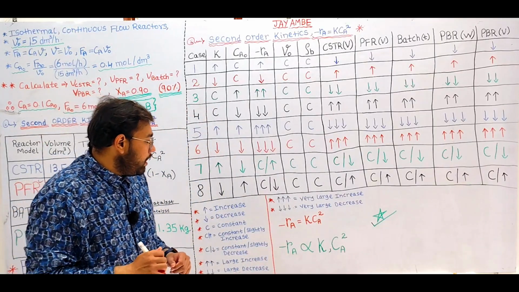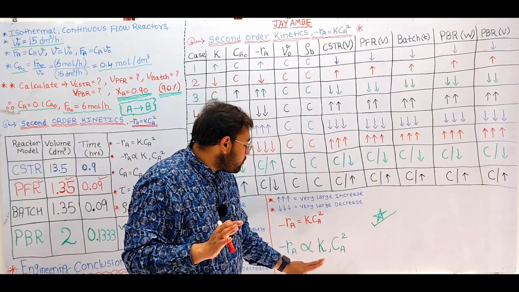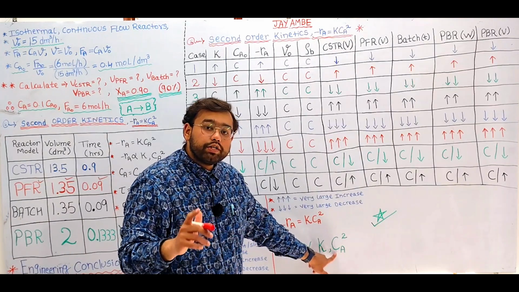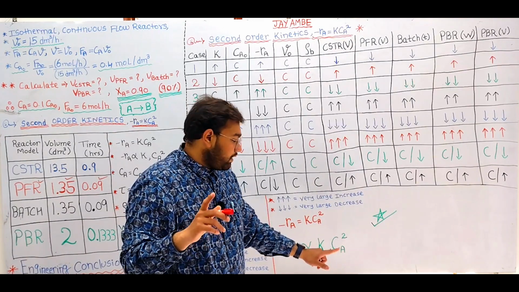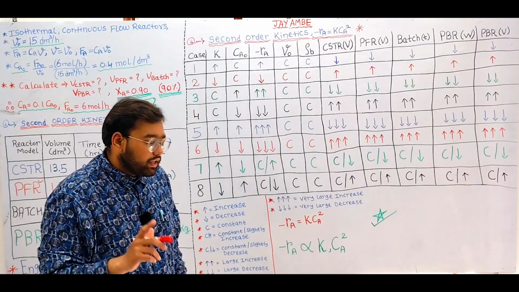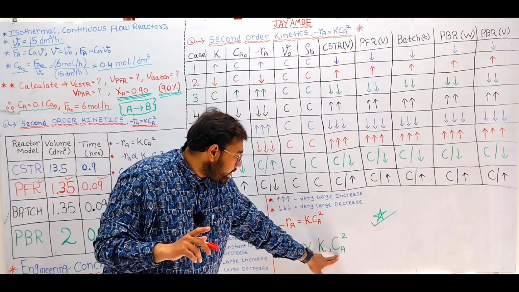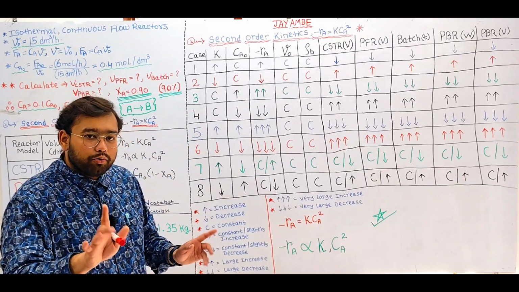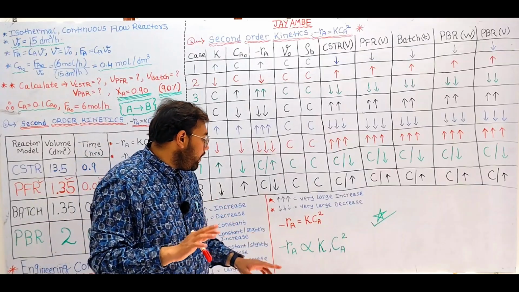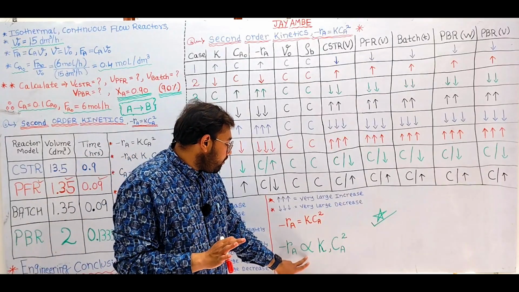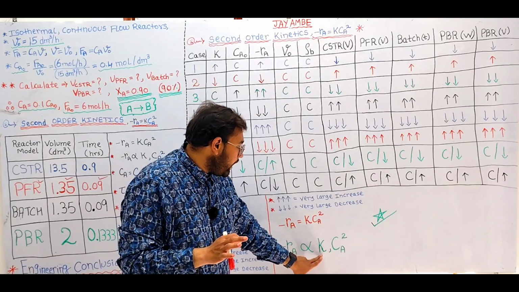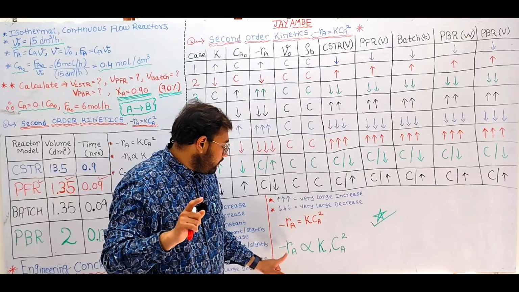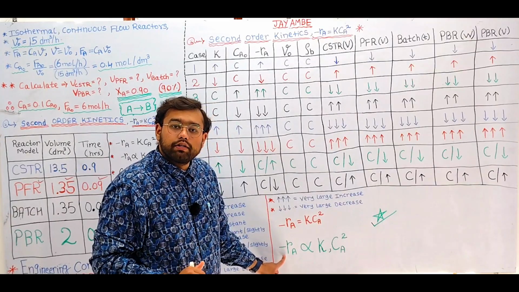I hope you have understood. Now we also see the direct proportionality of reaction rate with the concentration, which means if we increase the concentration, the rate of the reaction will increase. I hope up to here you have understood. Similarly, if we decrease the rate constant, the reaction rate will also decrease.